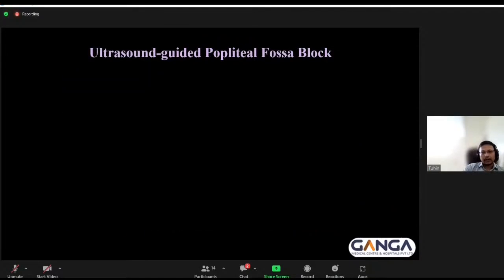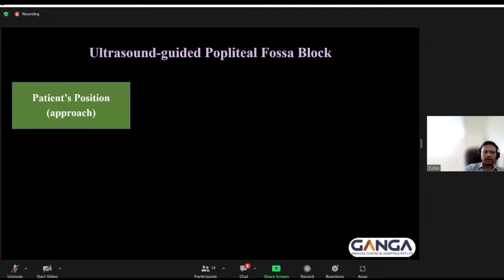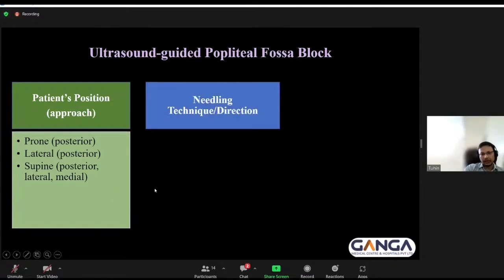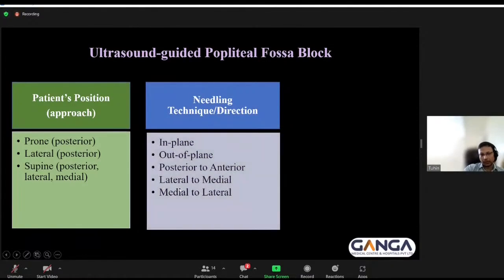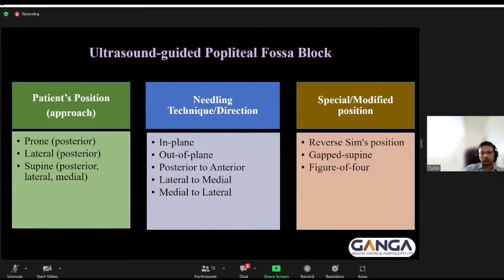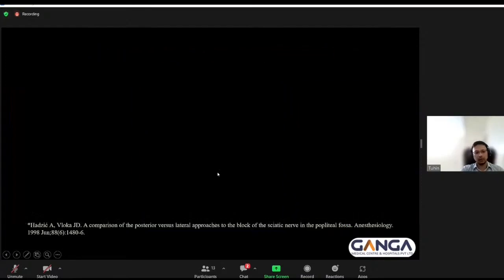Now coming to the ultrasound guided popliteal fossa block. According to the patient's position, it can be performed in prone position, so posterior needle entry, lateral position, or supine position through posterior needle entry, and supine with posterior, lateral or medial entry. Needling technique or direction: in plane, out of plane, posterior to anterior direction, lateral to medial or medial to lateral. And special or modified positions were also described to overcome the technical issues with the other techniques, that is reverse, in position, gap, supine, and figure of 4.